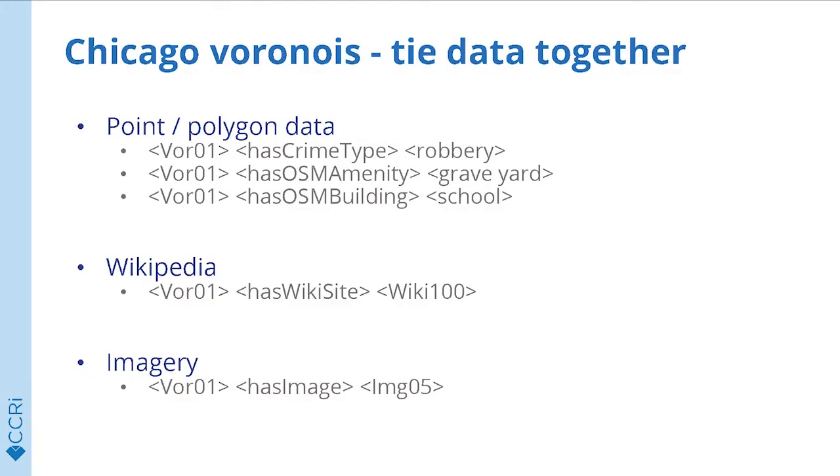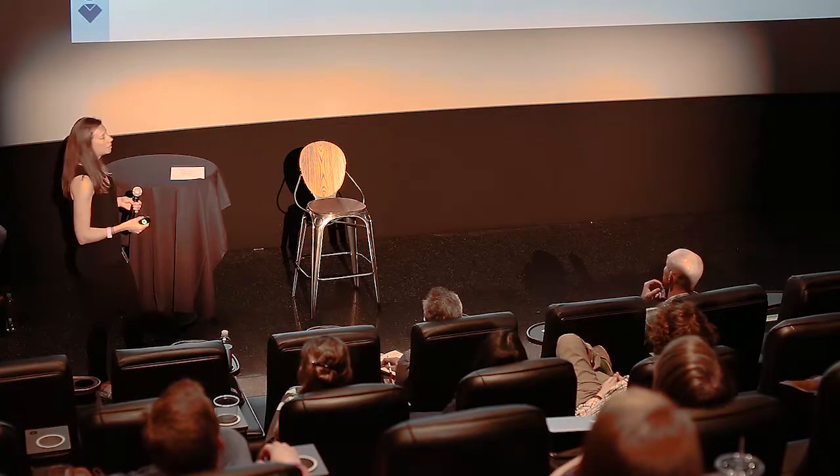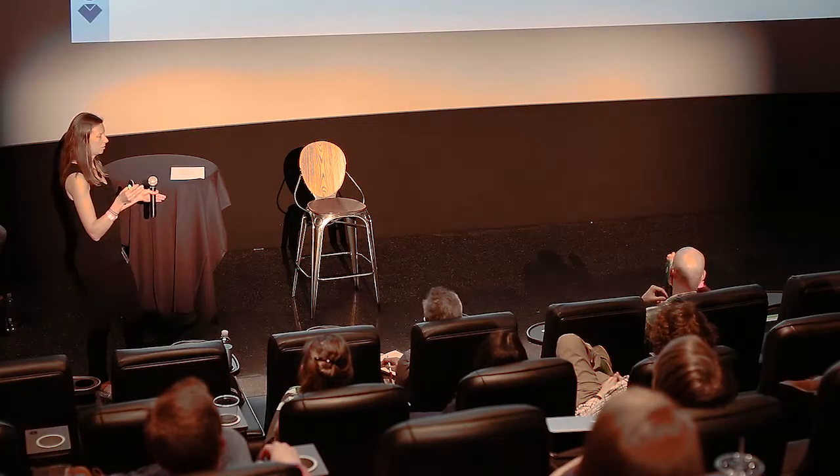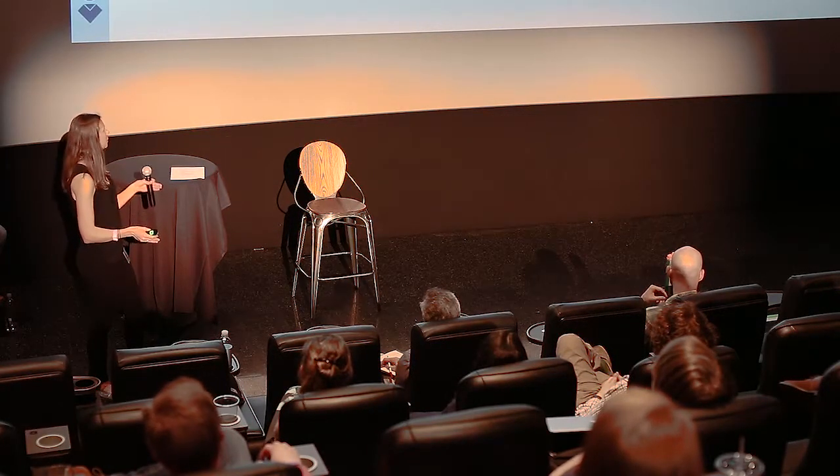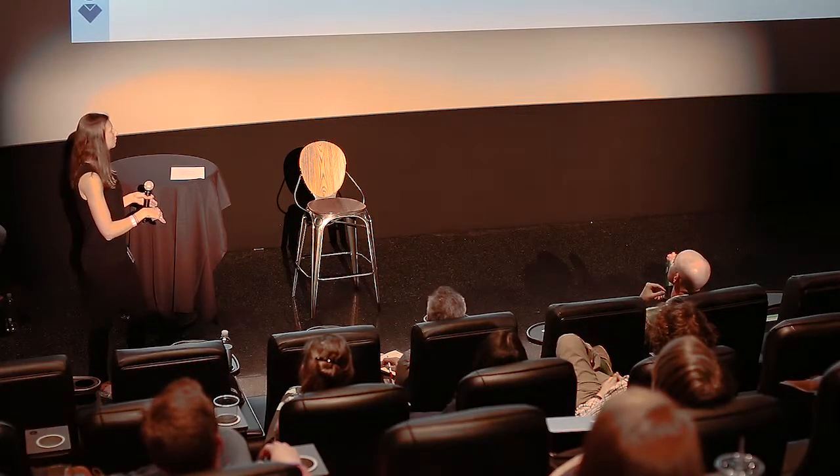Okay, now what do I do with those? I still need triples. So I have my crime data, and I can say, okay, this Voronoi has crime type robbery. And now I can tie my crime data in there. This Voronoi has amenity graveyard, which is an interesting amenity. Voronoi 1 has building school. So this particular Voronoi, one little polygon, has all of these things in it. I also need to get my Wikipedia and imagery data tied in there, because right now they just say Wikipedia is similar to Wikipedia, and I have image is similar to image. So I have to tie those geographically to my space.